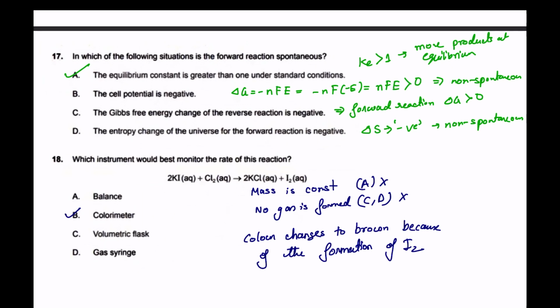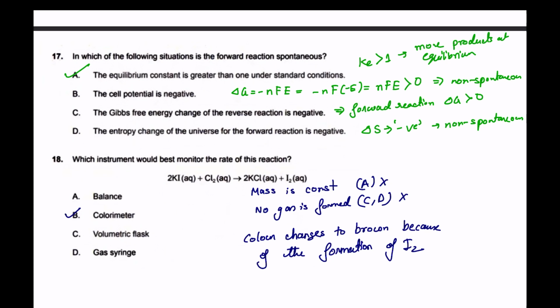Now in question 17, which of the following situations is the forward reaction spontaneous? Whenever you have a spontaneous forward reaction, you will always see that the value of Kc is greater than 1. This means that there are more products at equilibrium as compared to the reactants. So directly, option A would be the answer, but we can analyze the other options too.